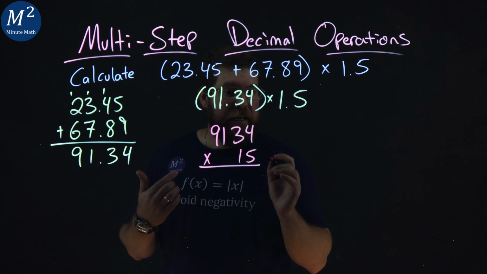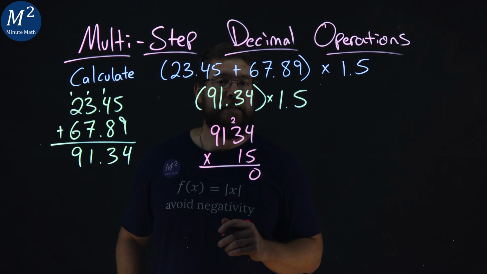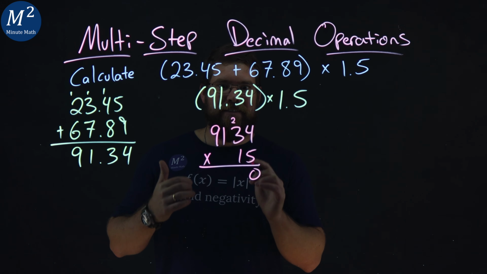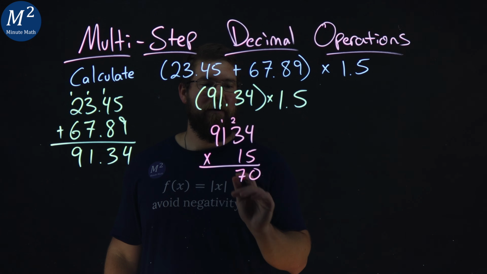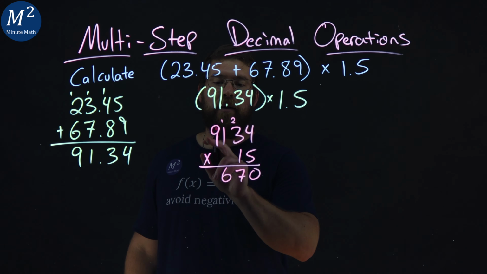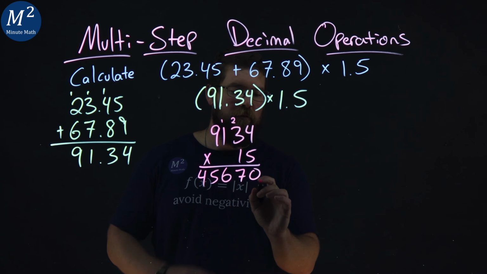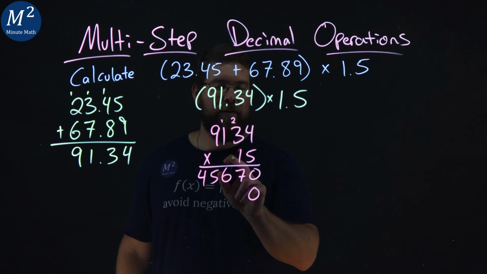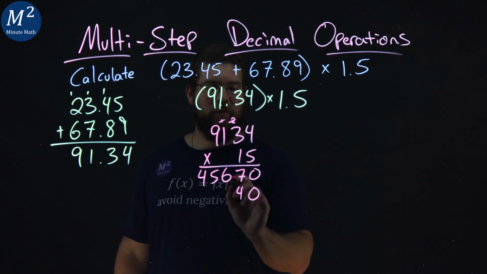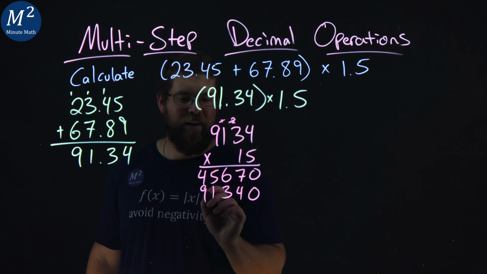5 times 4 is a 20. 0, carry the 2. 5 times 3 is 15, plus a 2 is a 17. Carry the 1. 5 times 1 is 5, plus 1 is 6. And 5 times 9 is a 45. Now, we've already done the 5, so we have a 0 here. Let's do it with the 1, and this one's pretty easy. 1 times 4 is a 4, 1 times 3 is a 3, 1 times 1 is a 1, and 1 times 9 is a 9.